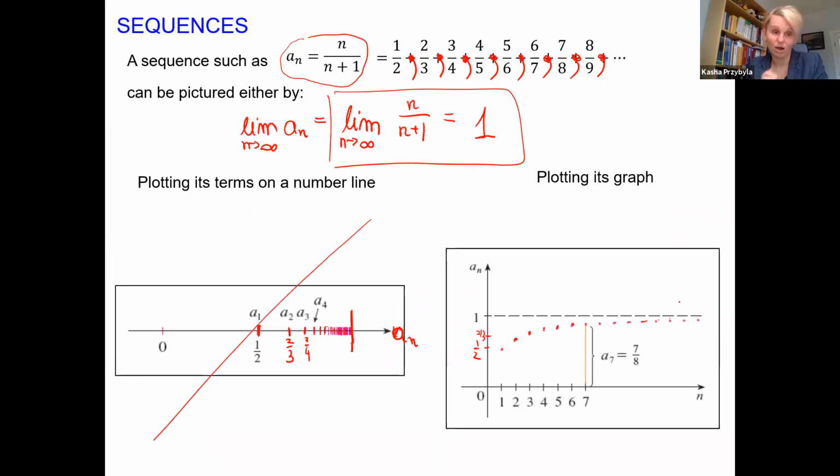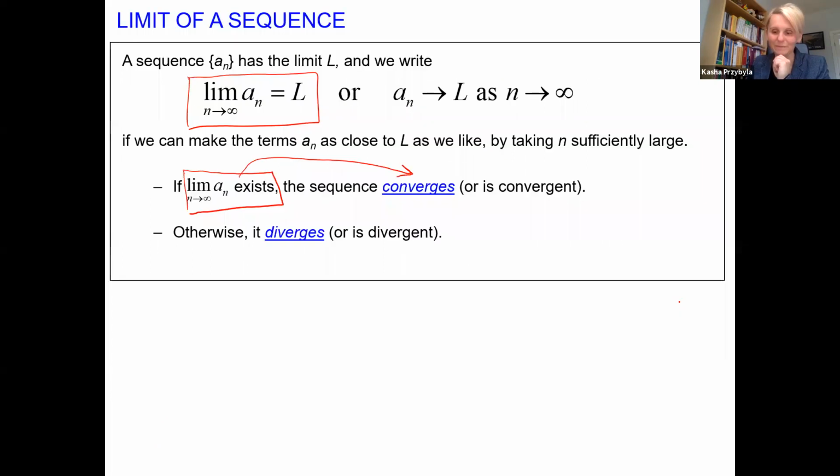None of the terms is 1, but they are approaching 1. But that's the concept of the limit. That means it's convergent. If this limit is infinity, or if the limit doesn't exist, any other situation than a finite number, we will call the sequence divergent.